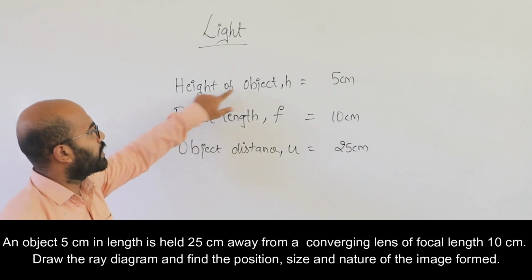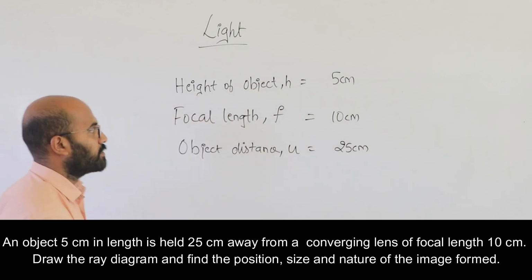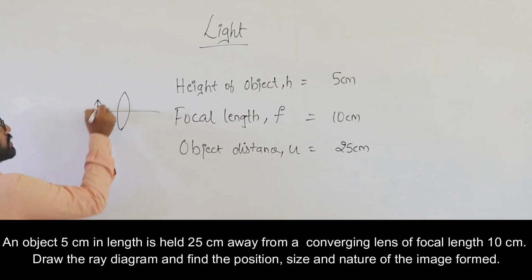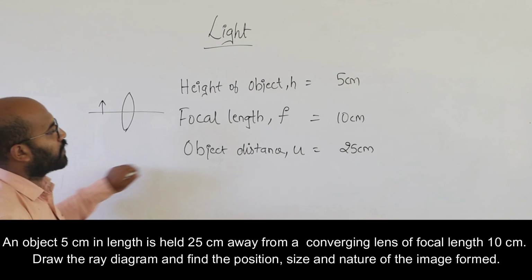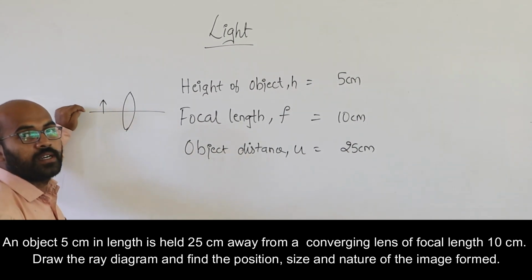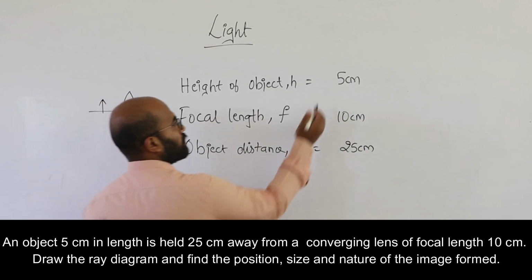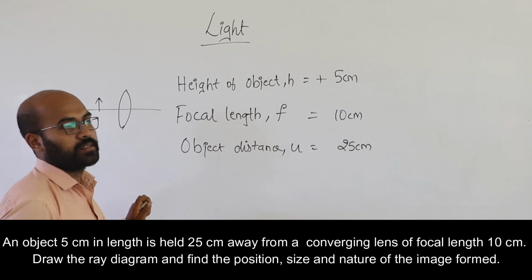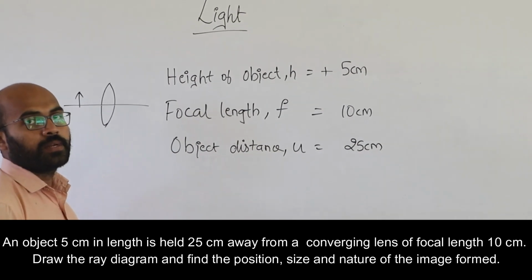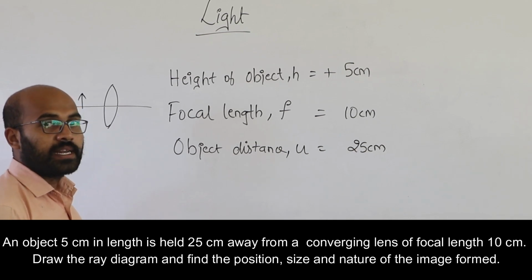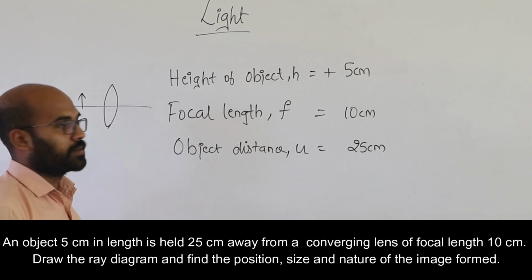So what they have given, height of the object, that is 5 cm. So when you draw a rough diagram, this is the object. So focal length and object distance. Height of the object is always positive because it's always placed above the principal axis, perpendicular and above the principal axis. So height of the object is always positive, until and unless they have given some other condition.